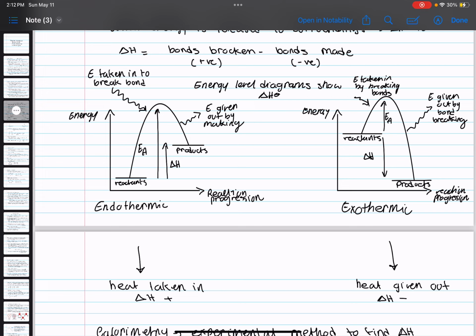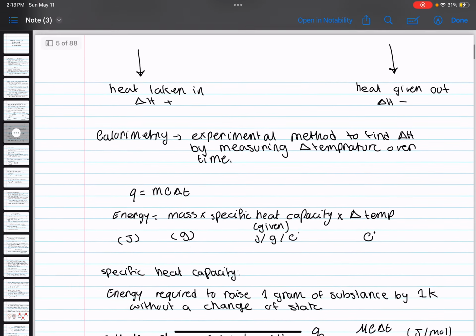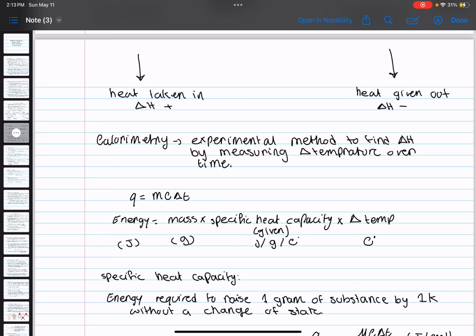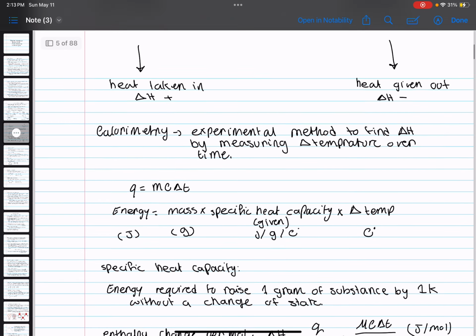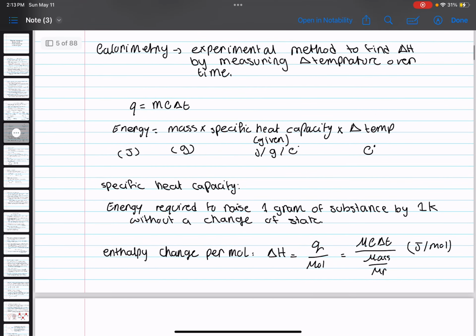This is because for endothermic, energy is taken in to break the bonds, and the opposite happens in exothermic reactions. So delta H would be positive in endothermic, so that's why the arrow is going up, and in exothermic, the arrow is coming down, so it's a negative delta H. Activation energy is more for endothermic reactions than it is for exothermic reactions. So again, for endothermic, heat is taken in, so delta H is positive, and the opposite way around for exothermic reactions.